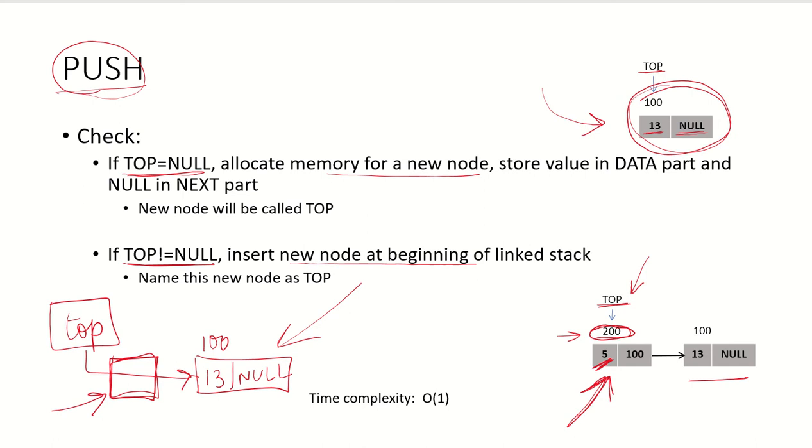What is the time complexity? As you know that if we insert or add a new node at the beginning of a linked list, the time complexity is order of 1.